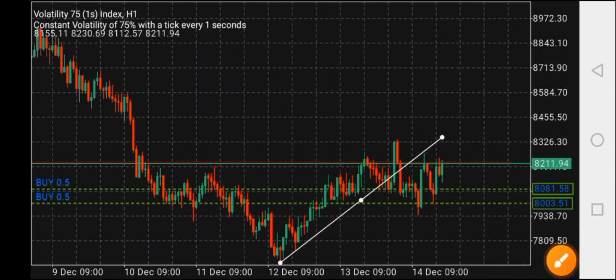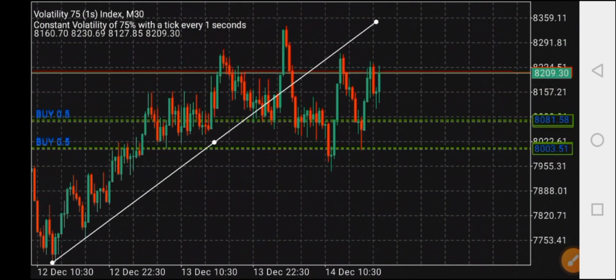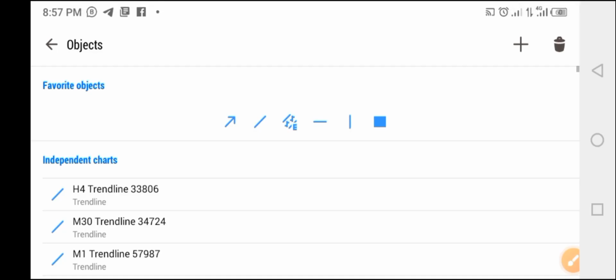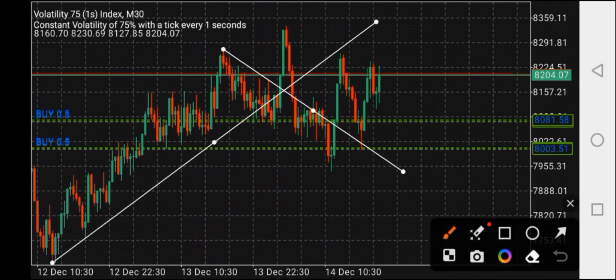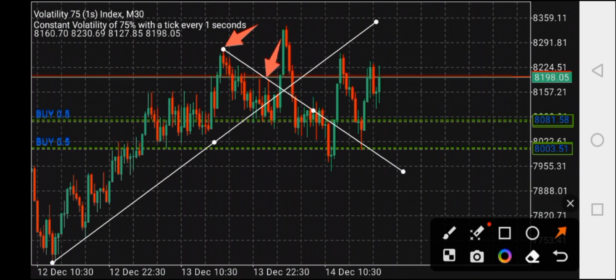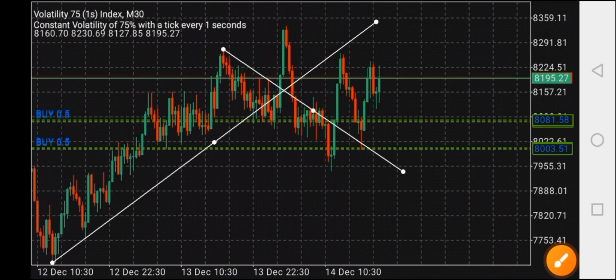It went up again, and as it hit my trend line, it came down. As it was coming down, I went to 30 minutes, and I saw something. I went to my trend line tool and plotted my trend line from here to here. If you look closely, you can see it touched the first trend line here and the second trend line here. I was waiting for the third touch. After breaking here, it retested downward. It broke this trend line and retested downward. That was my first confirmation.